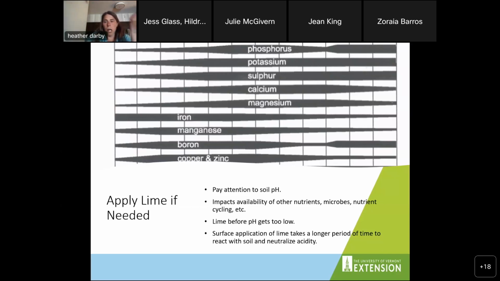Now, you want to make sure you lime before the pH gets too low. We already talked about this. You want to take care of these nutrients, all of them, before you get into that low range. Once you're in the low range, it's super expensive to bring those soils back up. And it gets very, very costly. And then it feels unsurmountable for a lot of people.